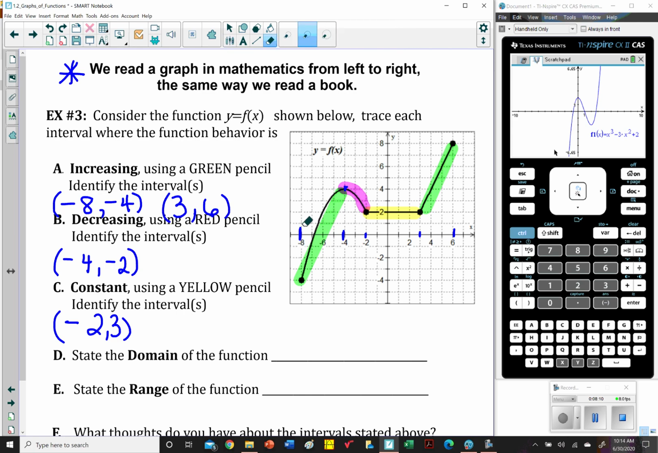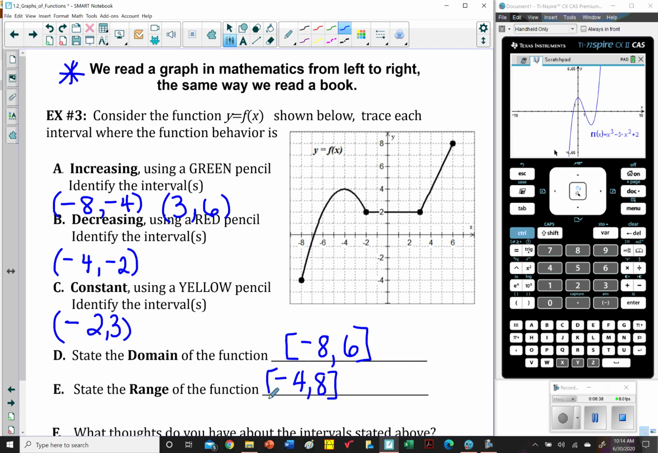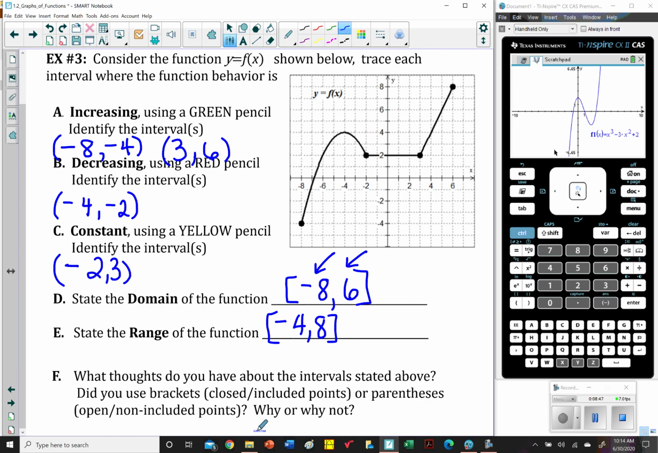Okay, part D, state the domain of the function. So we'll get rid of all of this shading. The domain of the function are the x values. And in this case, I need to include -8. And we're stopping at 6, but it includes 6. And then the range, the same thing. My range goes from -4 up to +8. You might notice that I always start with the smallest and end with the largest. Just keeping the order there, just like you read a book, left to right, top to bottom.